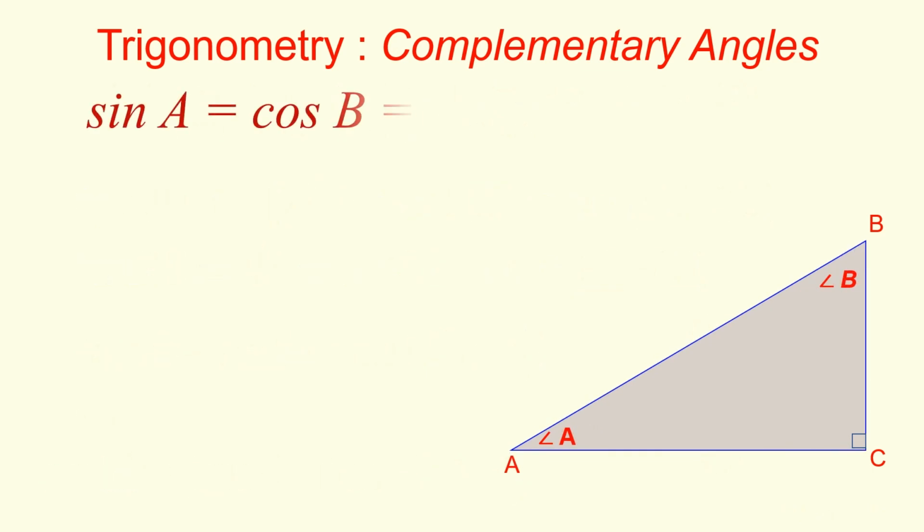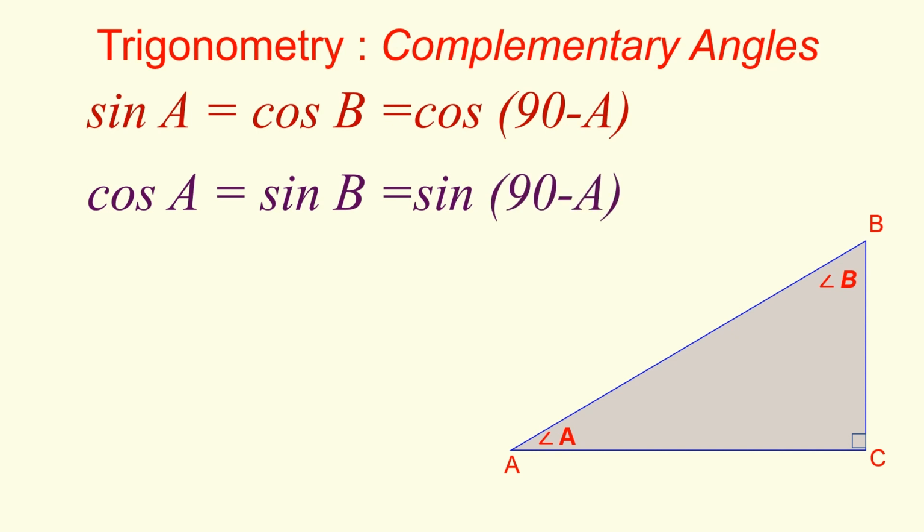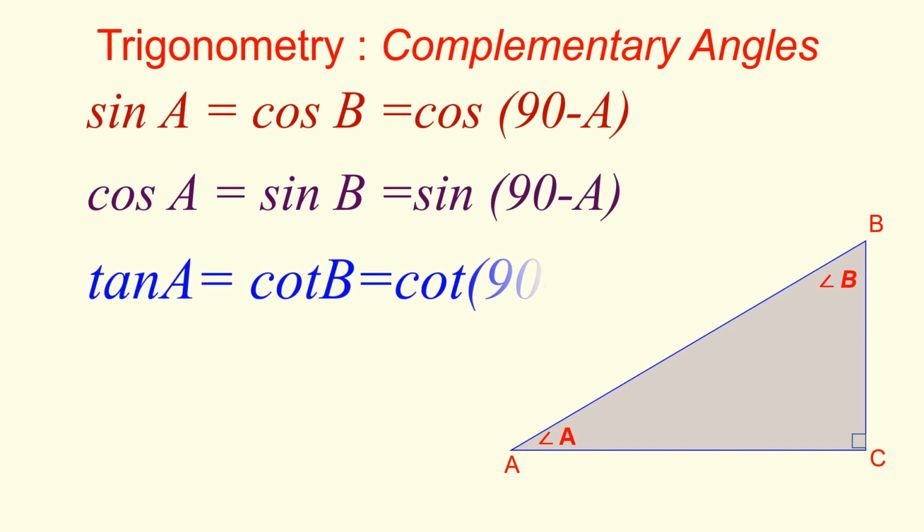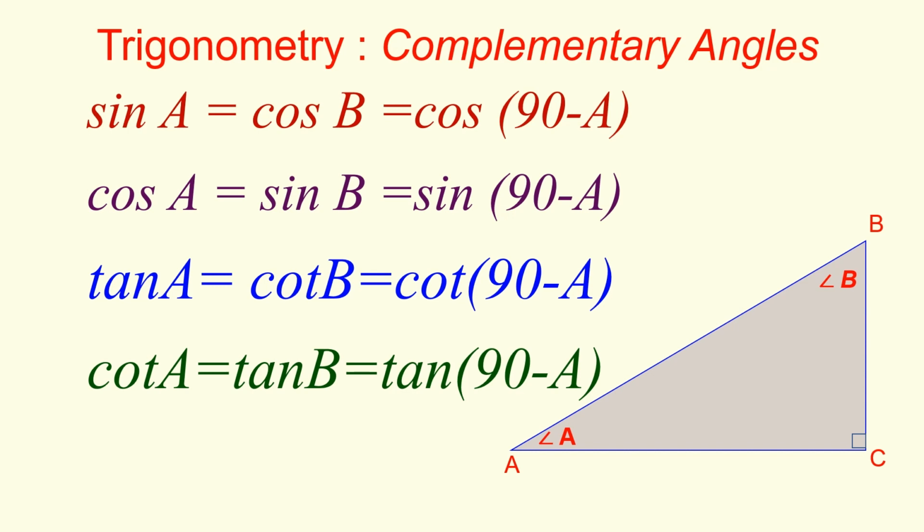All are summarized here. Sin A equals cos B equals cos 90 minus A. Cos A equals sin B equals sin 90 minus A. Tan A equals cot B equals cot 90 minus A. And cot A equals tan B equals tan 90 minus A.